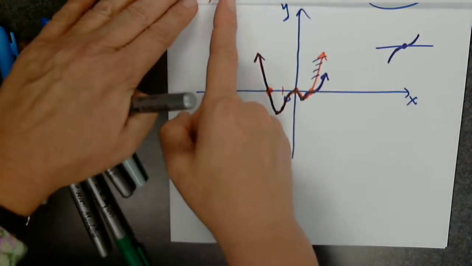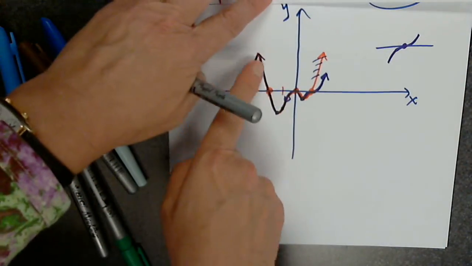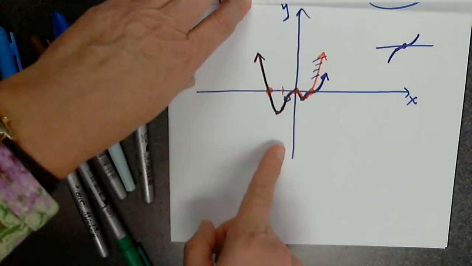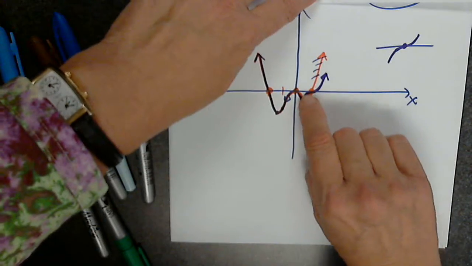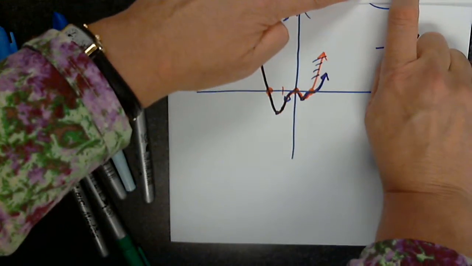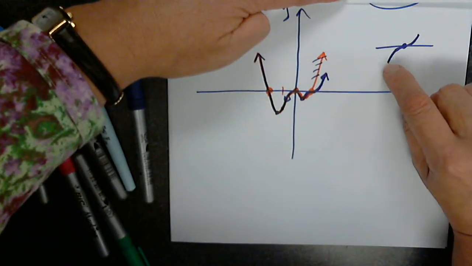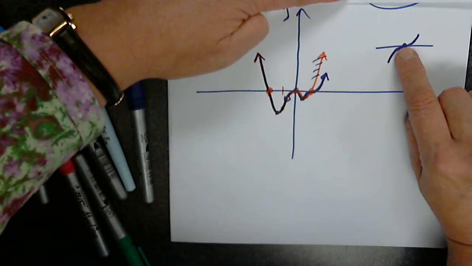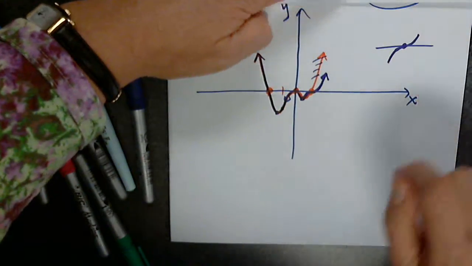One more time. From positive infinity, it crosses straight, or if you want, crosses fast, and then it turns, and then it crosses, but very slowly. This is a very slow cross. One point only, but very slow cross.